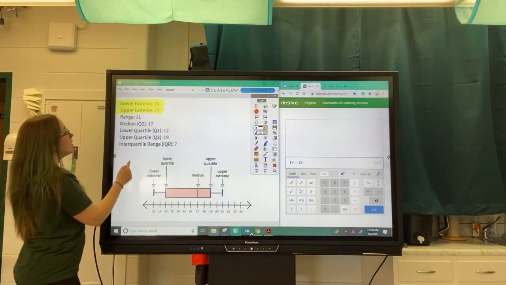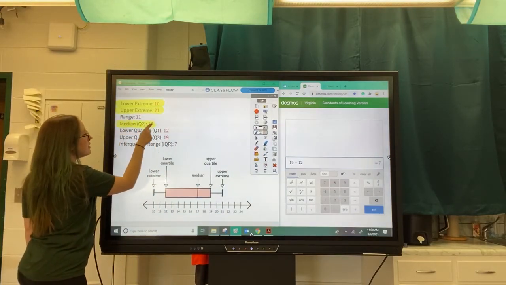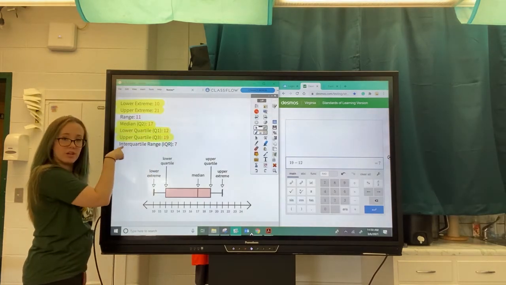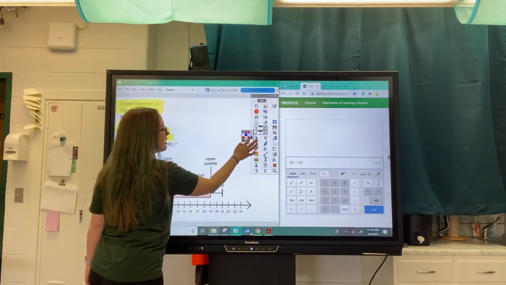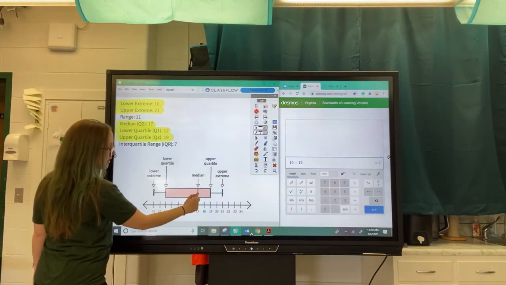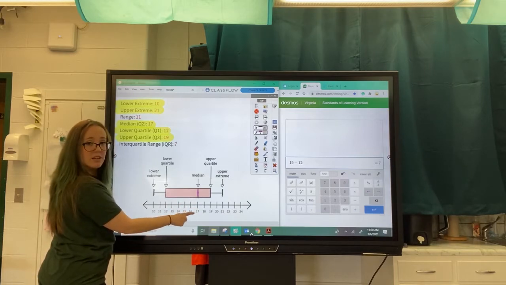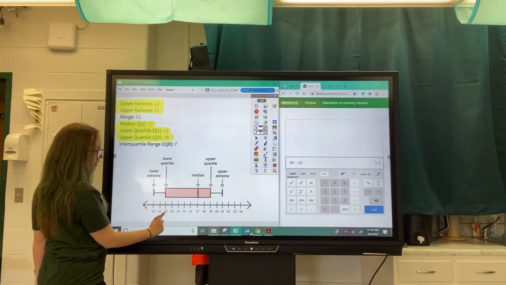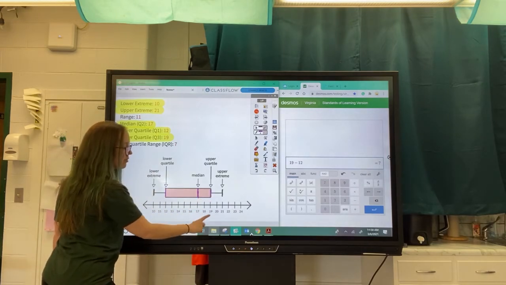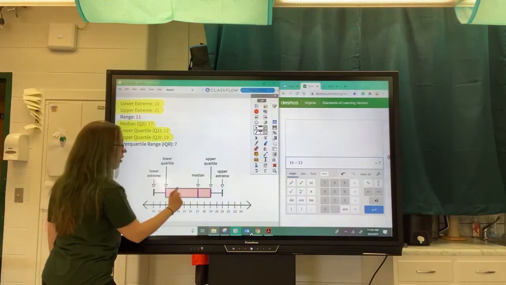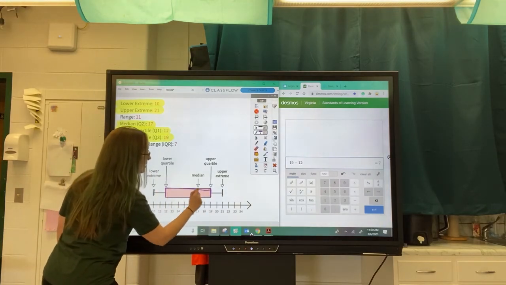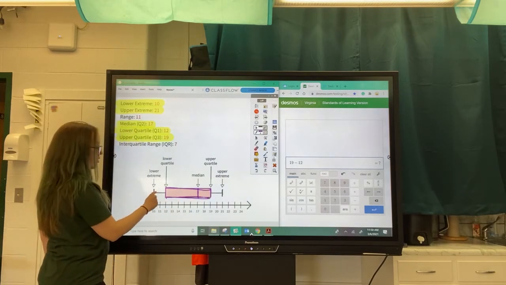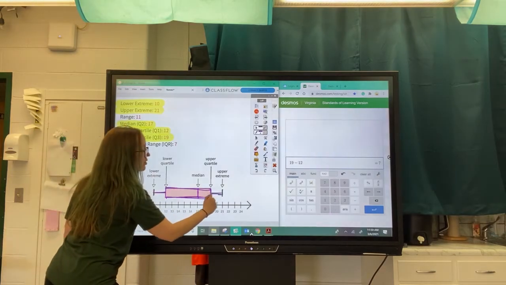Okay, then we mark the median and we mark those other two medians that we found, the lower quartile and the upper quartile. And look here at this. There's my median, a line at 17. And then those other two medians that I found were 12 right there and 19 right there. And all of those medians create this box. And then our two extremes are what creates these whiskers.